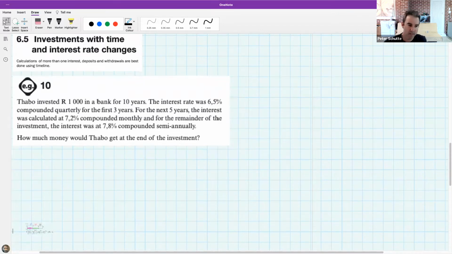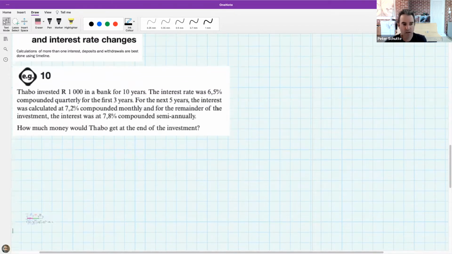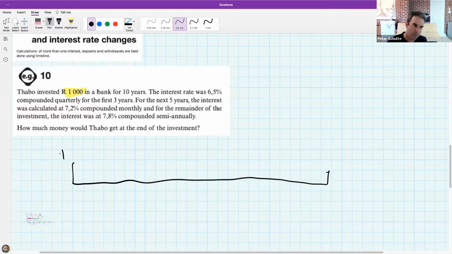We have the original amount, which is the 1,000, which goes to T0. Then we have the interest rate that was compounded quarterly for the first 3 years. So would you say that T3 would be an important point on the timeline? Do you agree T3 is important? Okay, so I'm going to put that there. Okay, what do you think's next is important?